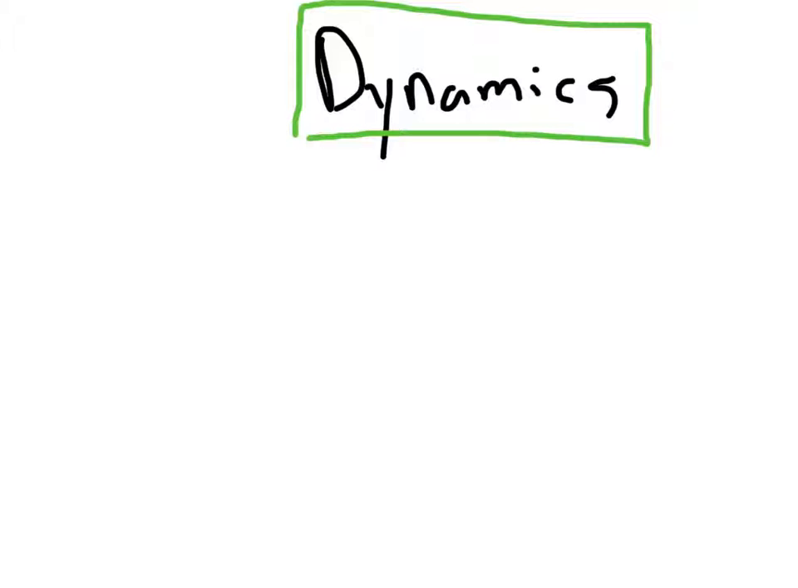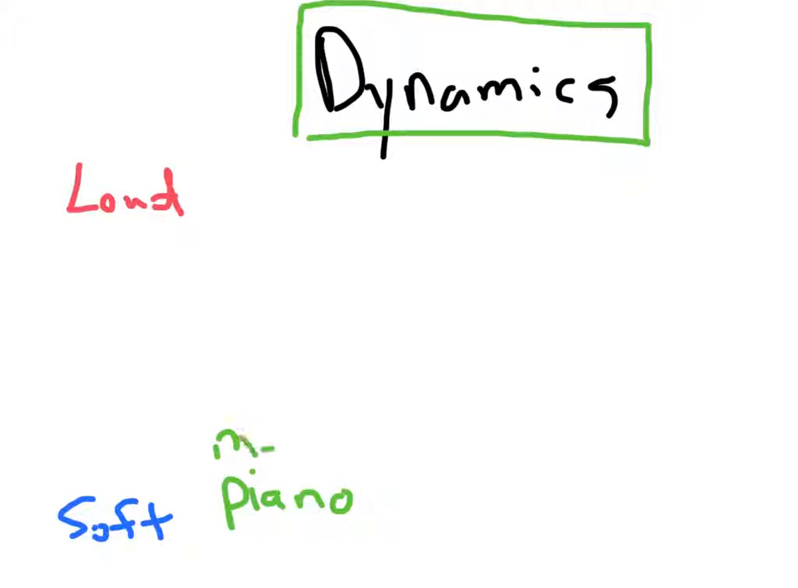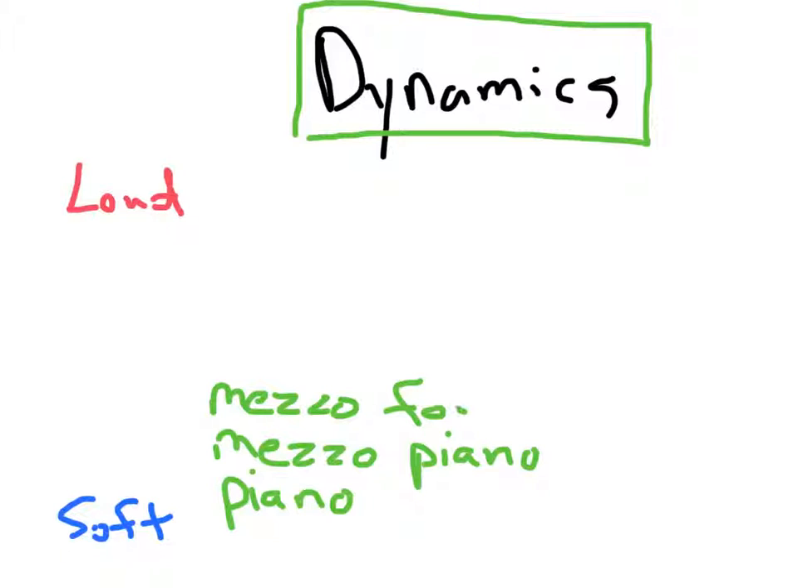Now I'm going to list my louder dynamics up here. I'm going to list my softer dynamics down here. From soft to loud, my dynamics end up being piano, mezzo piano, mezzo forte, and then forte.